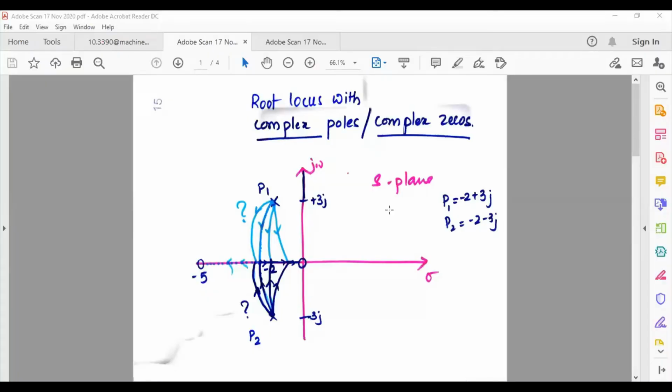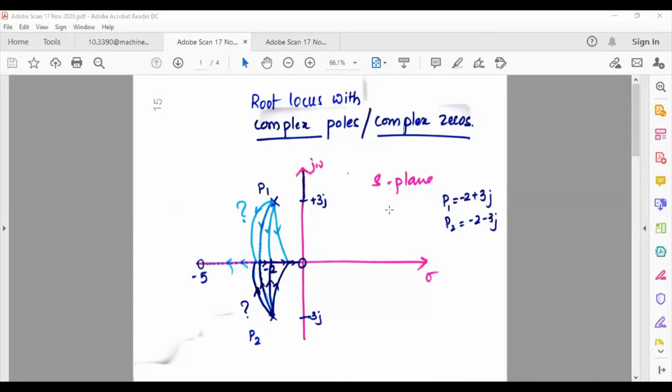Another additional step, along with the previous steps. So the steps involved while plotting the rapid root locus were: first, identify the location of poles and zeros of the loop transfer function. Then we knew that the root locus will start from the poles and end inside zeros of the loop transfer function.